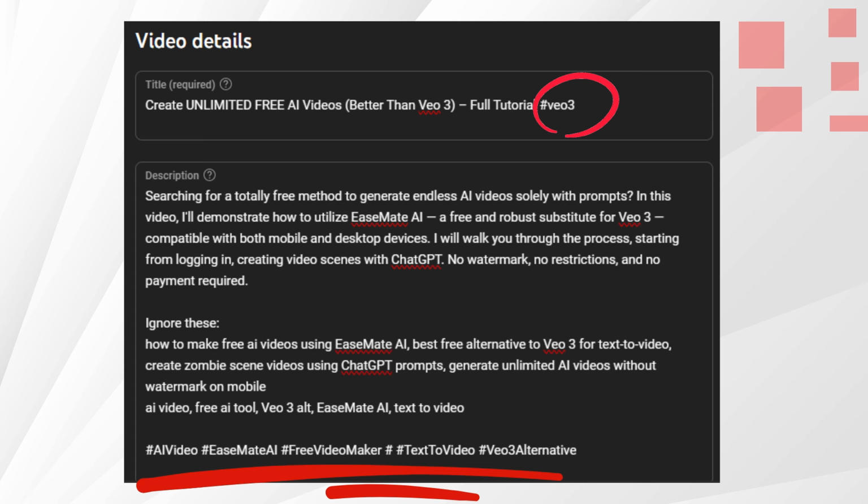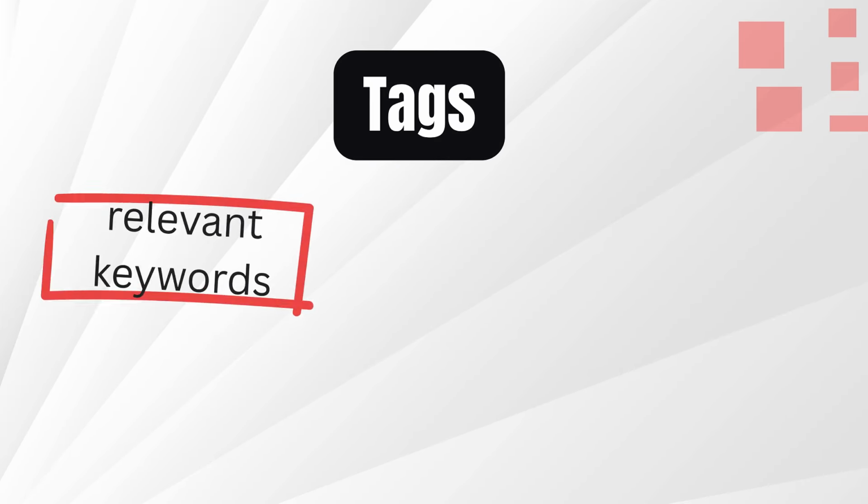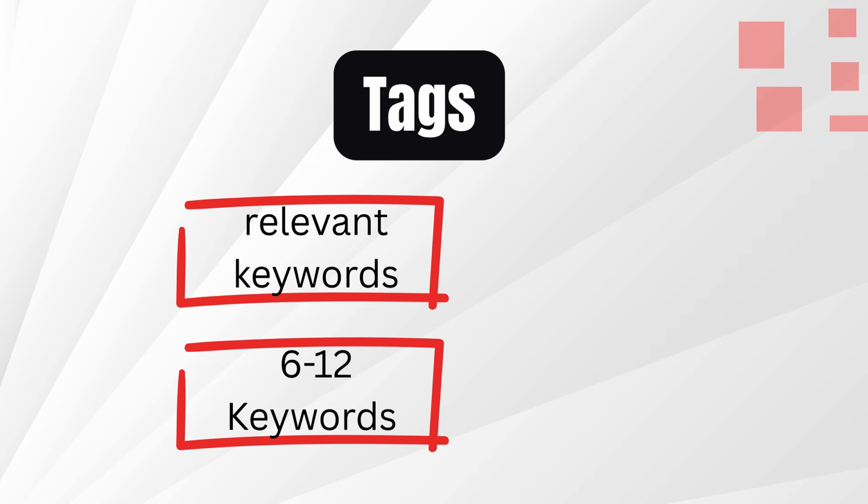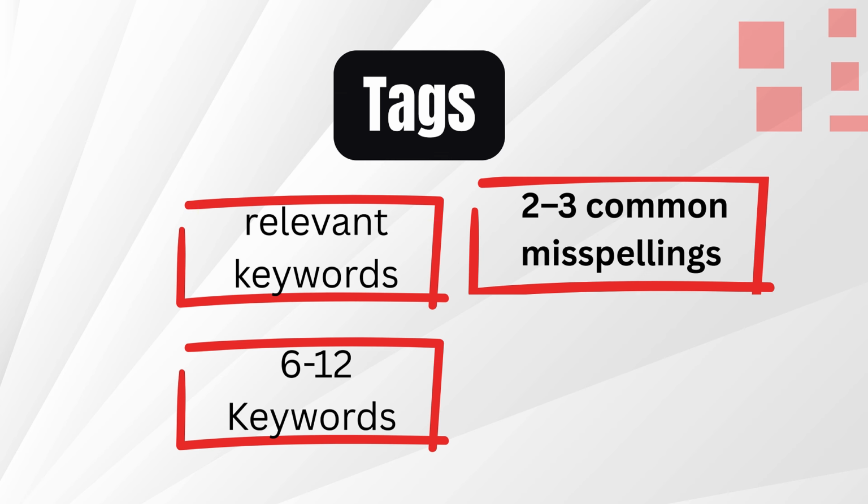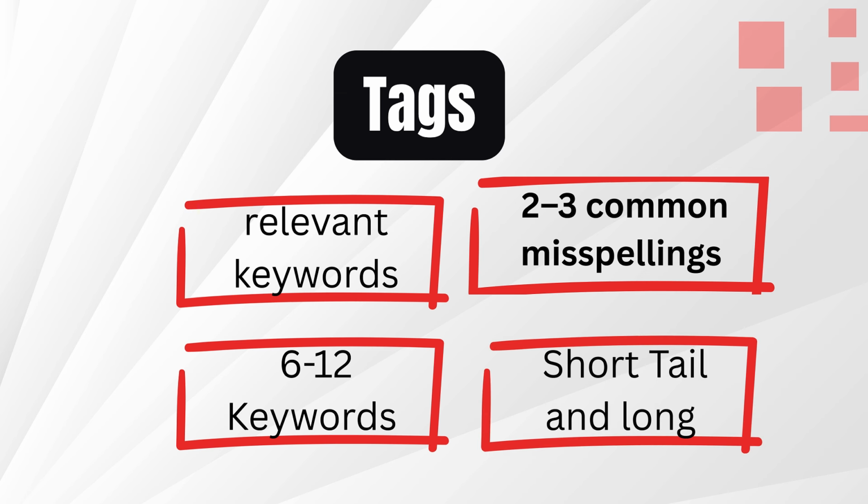Now let's talk about using them the right way. Tags. Add only relevant keywords. Around 6 to 12 is more than enough. Don't stuff too many. YouTube may treat it as spam. Add 2 to 3 common misspellings so you cover more search variations. Always combine short-tail keywords like gaming or cooking with long-tail keywords like how to cook pasta at home. Short-tail gets you reach, long-tail gets you discoverability.